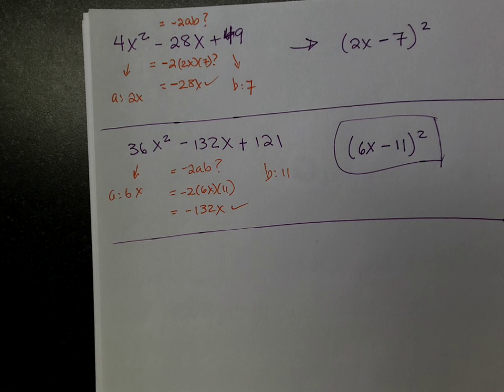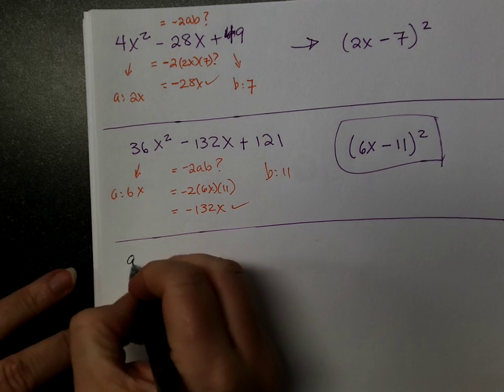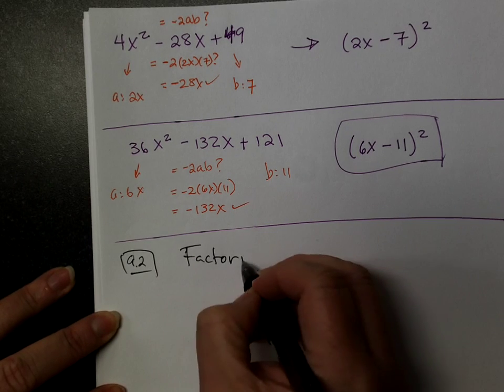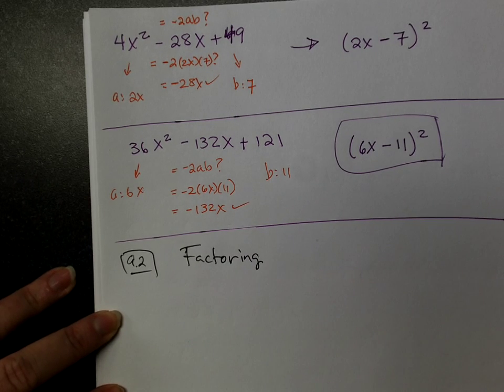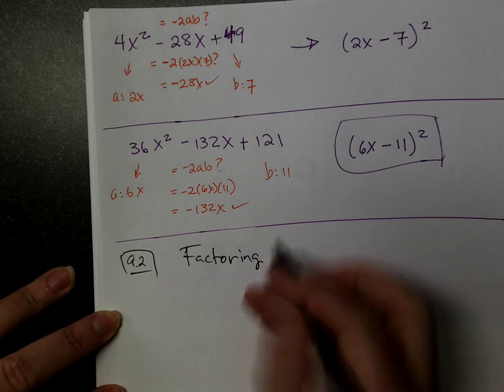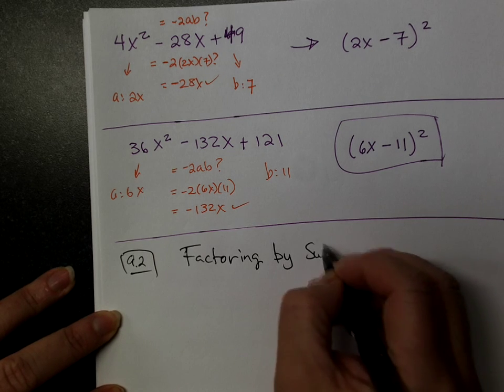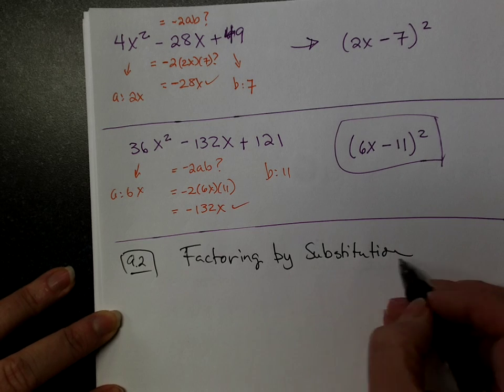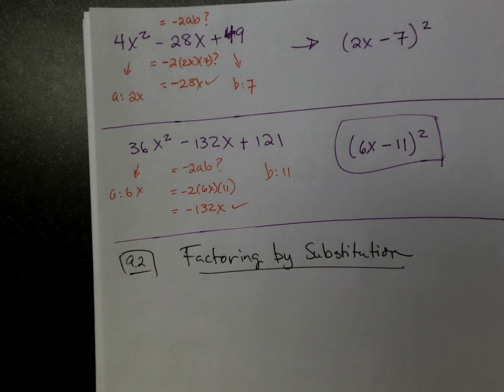Okay, so the last little bit I want to at least introduce is factoring by substitution. Okay. So this is also in 9.2. This is called factoring by substitution. This is the one method of factoring, if you took 308, that is not review. Okay. Substitution.